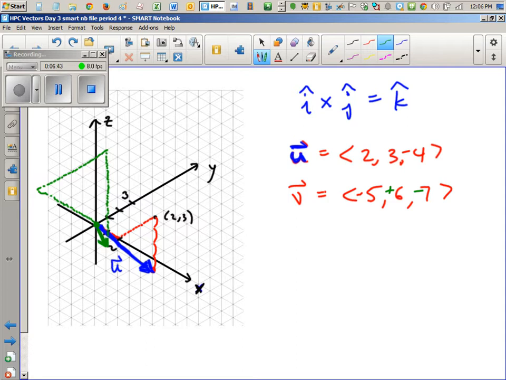Now, let's say you wanted to find magnitude of these guys. That's easy. You just do square root of, and then for the first one it'd be 4 plus 9 plus 16. For the second one it'd be square root of 25, 36, and 49. No big deal. If you want to find the dot product, piece of cake. You would take the x's and multiply them. Take the y's and multiply them. Take the z's and multiply them. Add them all up.